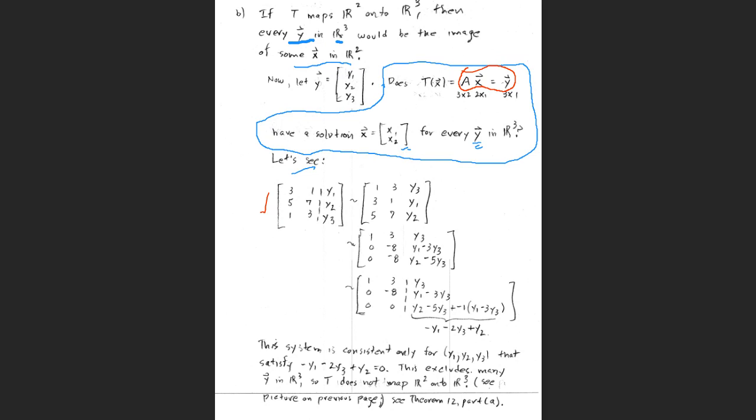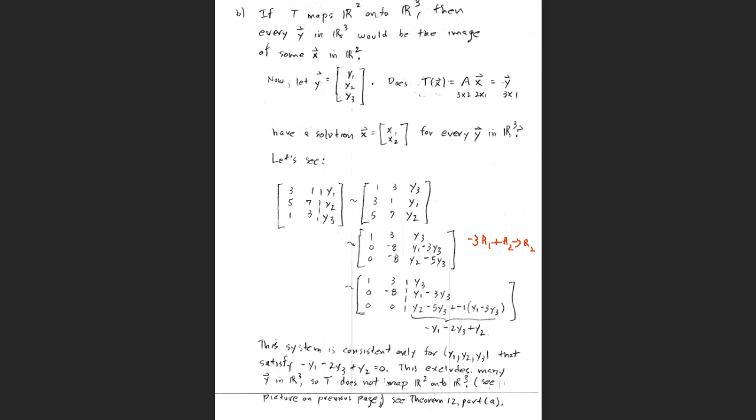Okay, so let's see here. I guess I can label some row operations. So here I took -3 times row 1, added it to row 2, and put the result in row 2.